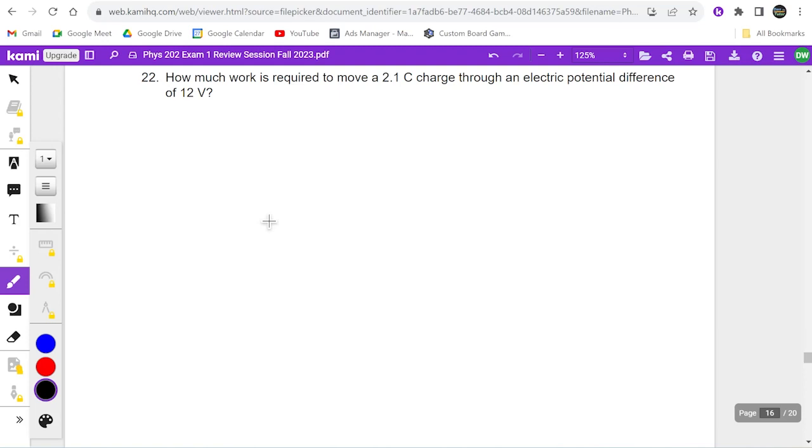But number 22, technically number 30. How much work is required to move a 2.1 Coulomb charge through an electric potential difference of 12 volts? This one's actually surprisingly easy, but only if you know the equation that we need to use. Read the question again, and then I want someone to tell me what equation I'm using.